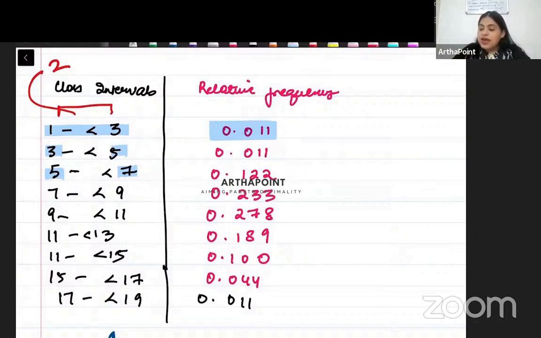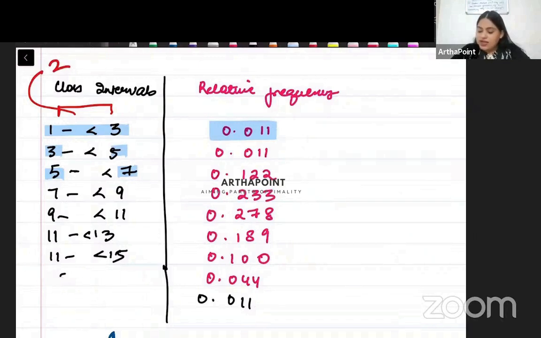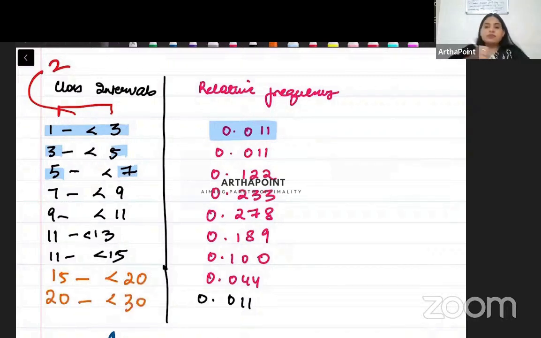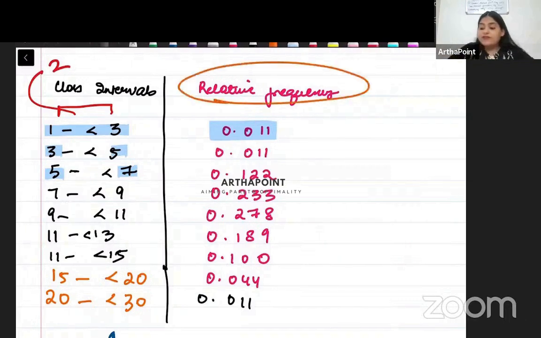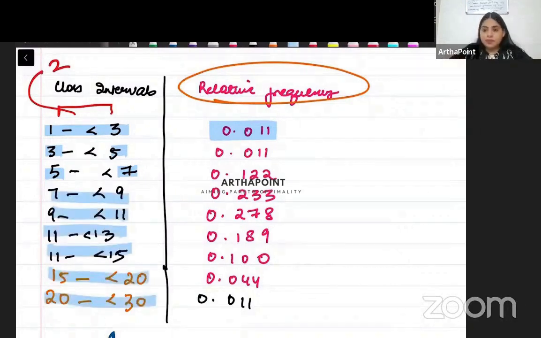Now, suppose I have unequal classes. जैसे for example, ये वाली जो क्लास है लास्ट दो, let's say that this class is 15 से लेके less than 20, and this class is 20 से लेके less than 30. But now I have unequal classes. I cannot directly plot these relative frequencies now. It will be wrong because the gap between the classes is not the same. So what will I plot now?